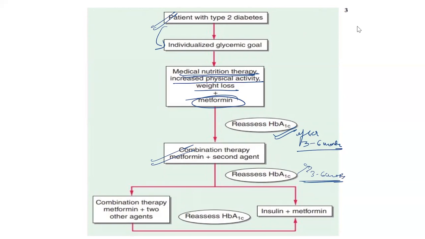Otherwise, we have two options now. We can add combination therapy metformin plus two other agents, or we can have insulin plus metformin. And again, we'll reassess the HbA1c and titrate the insulin levels. Clear?